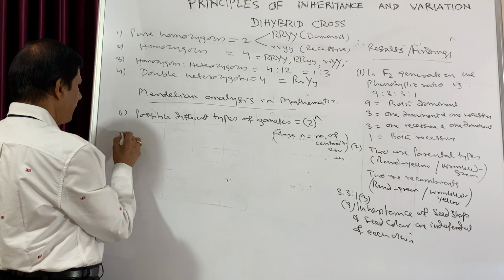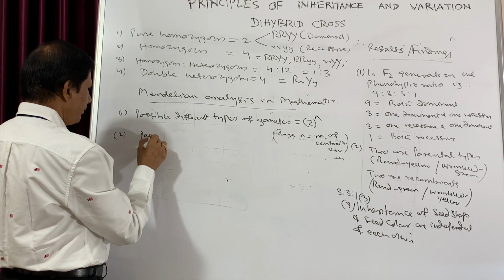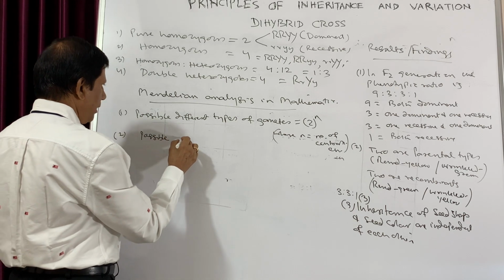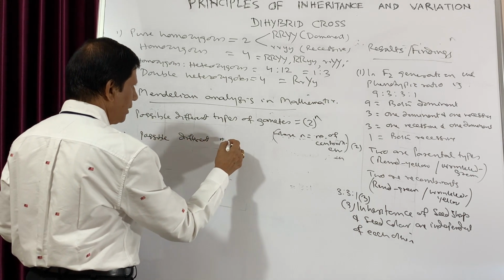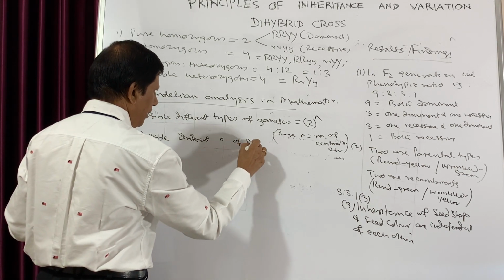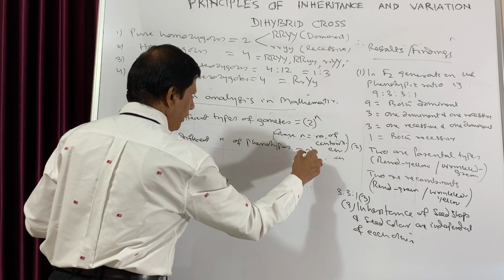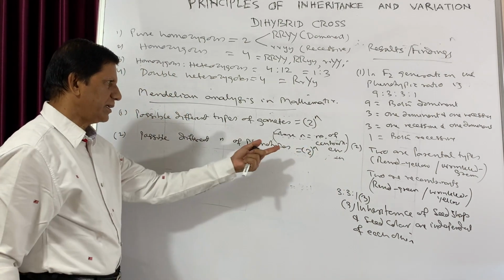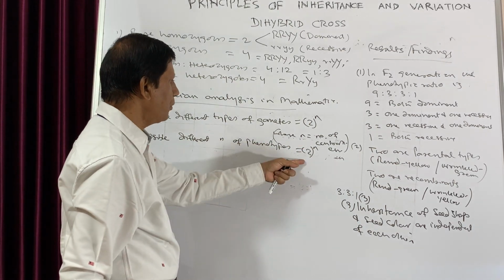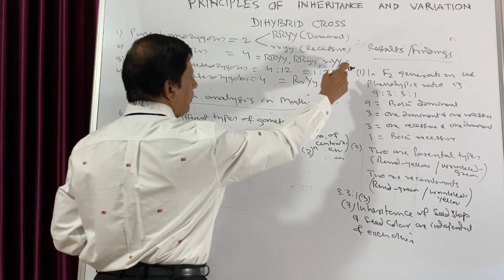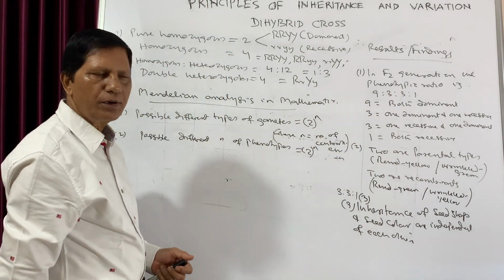The second mathematical analysis is the possible different types of phenotypes. It is again 2 to the power n. So here n is the number of contrasting characters. So again it is 4 possible phenotypes. So we have got the 4 phenotypes, 9:3:3:1, 4 types of phenotypes we have got.